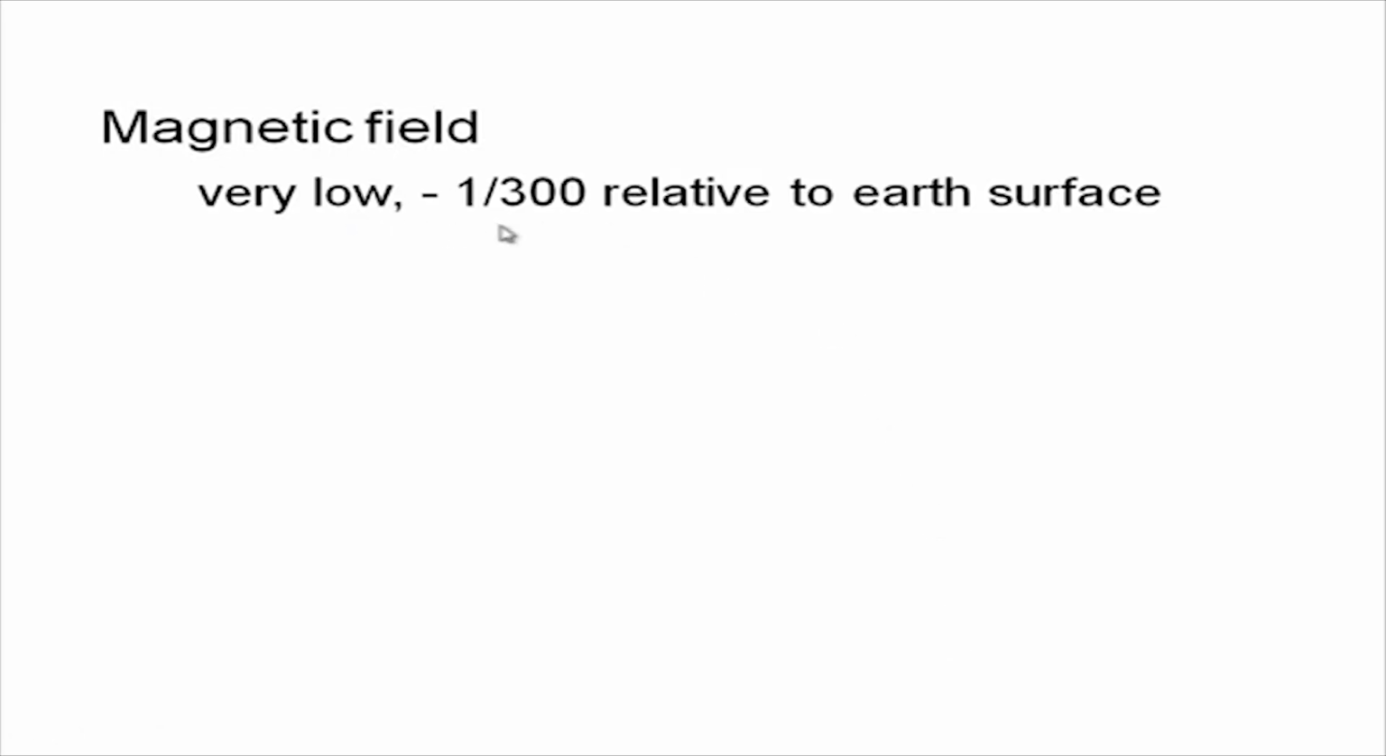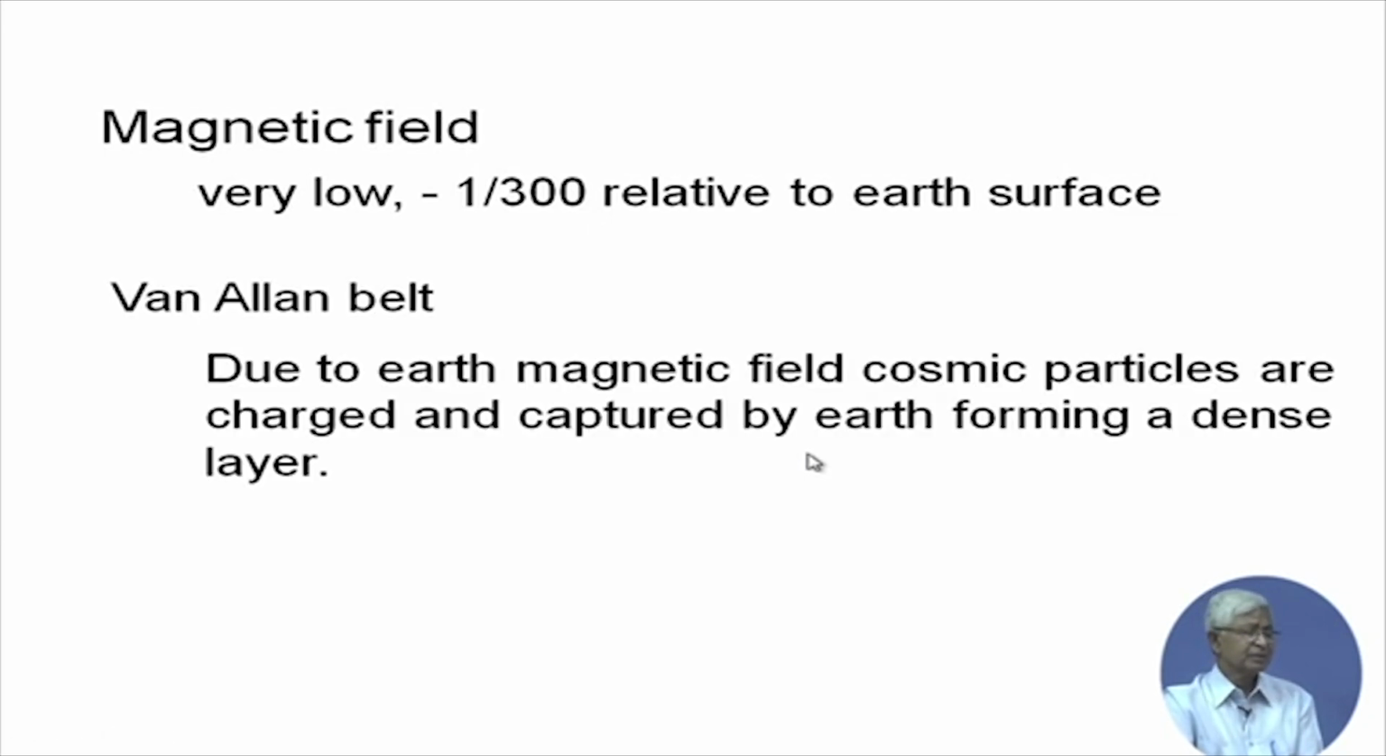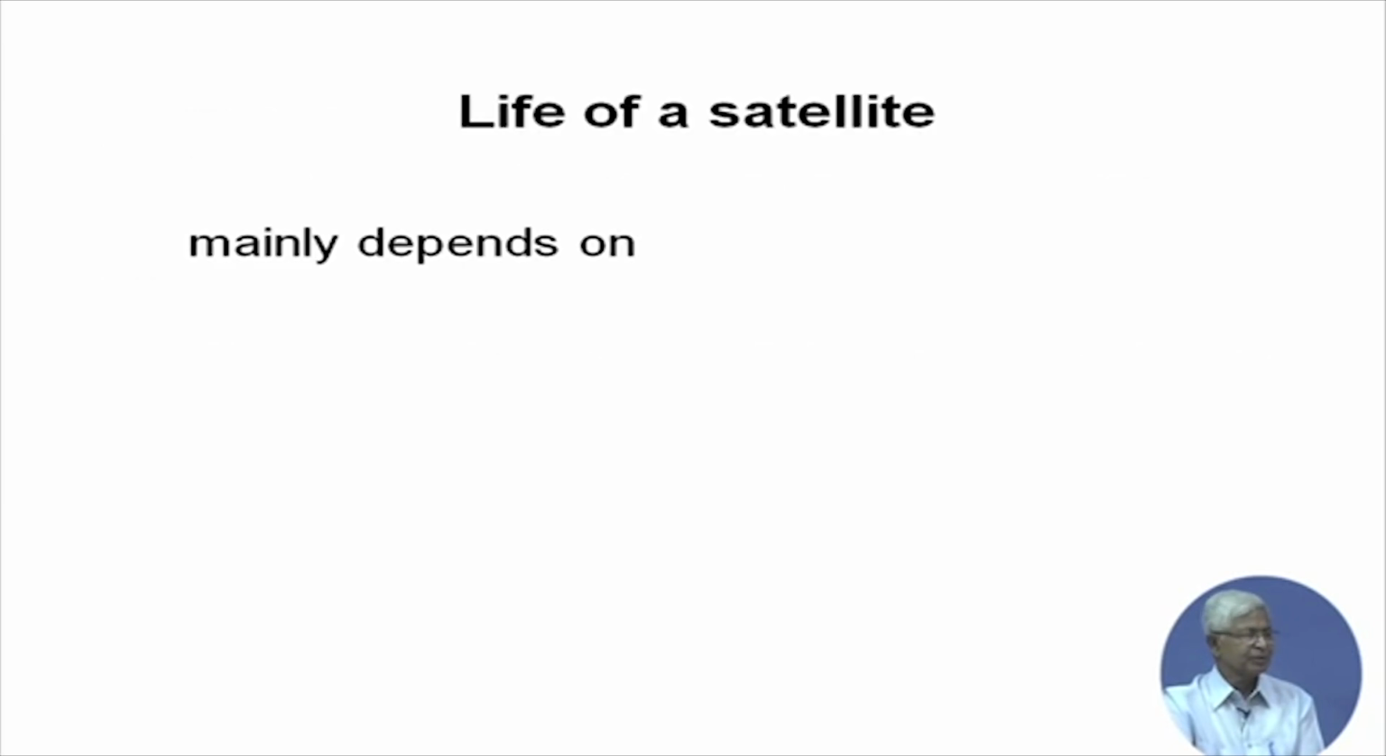Earth's magnetic field is very small, almost 1/300th relative to the Earth's surface, so that does not have much effect. There is a Van Allen belt, where cosmic, charged particles move around the Earth and form a dense layer. That can create problems in the electronic devices passing through this belt. This belt extends from near the surface of the Earth to around 20,000 kilometers above it. So, the satellites passing through this belt have to be protected properly.